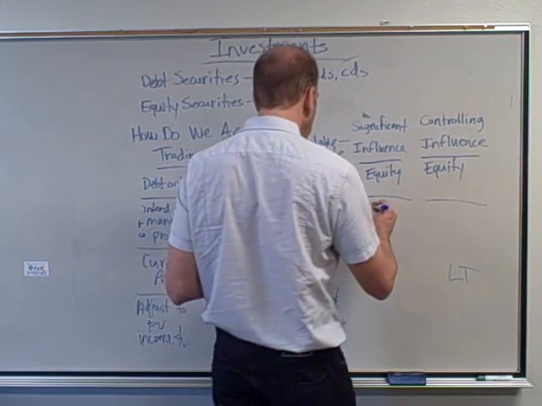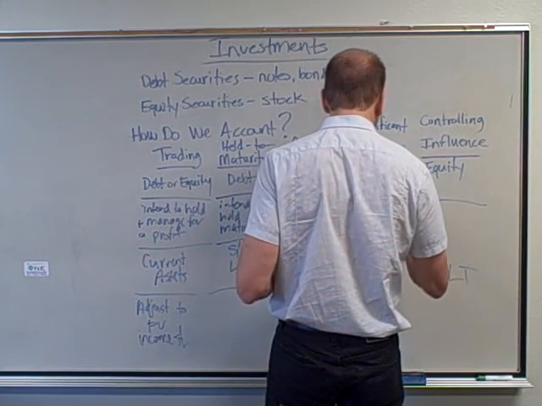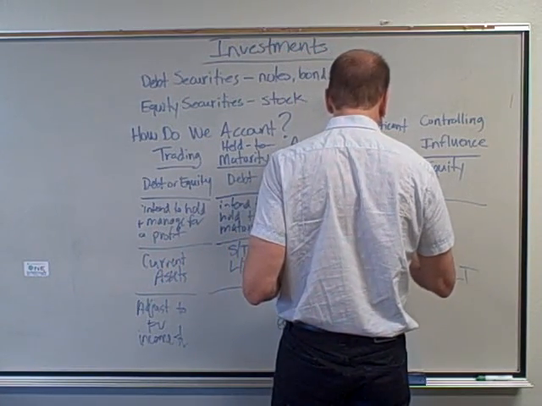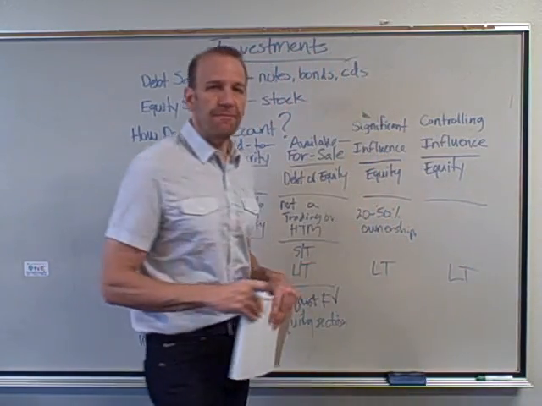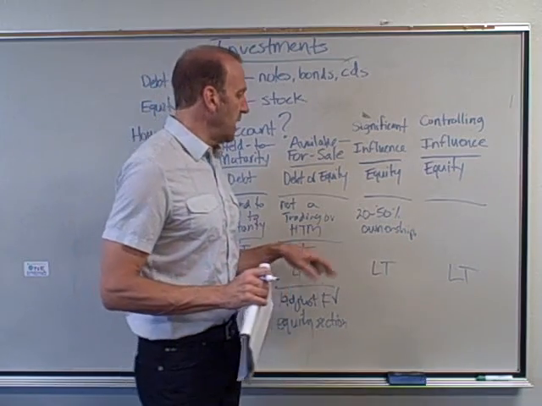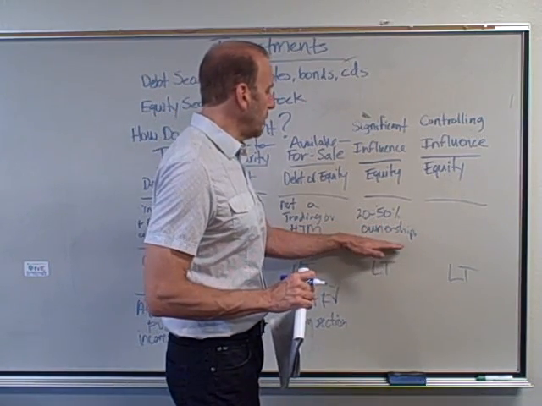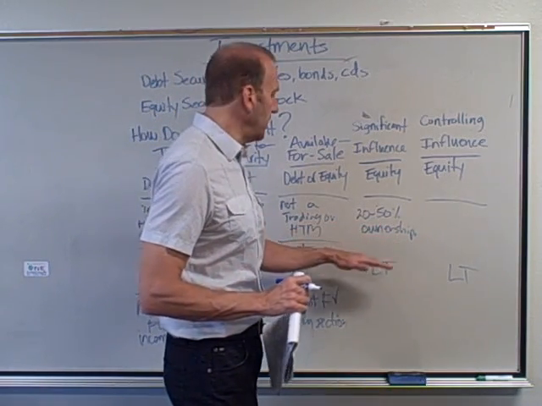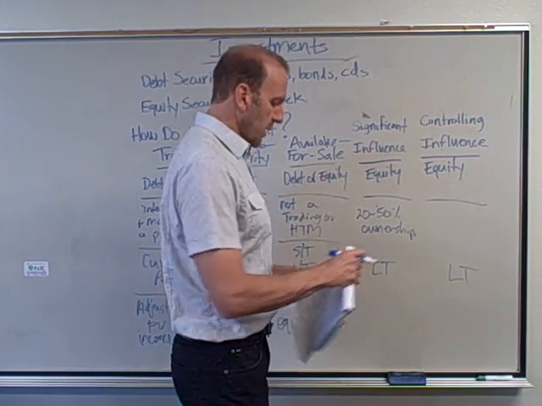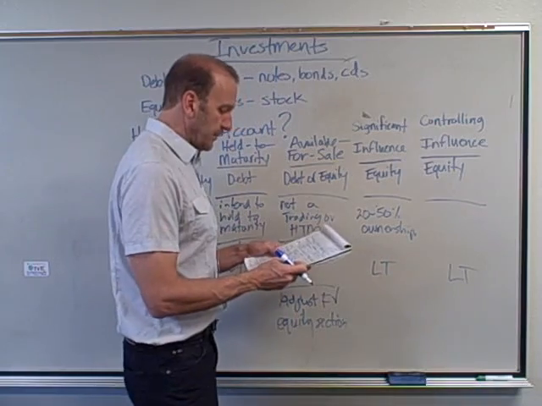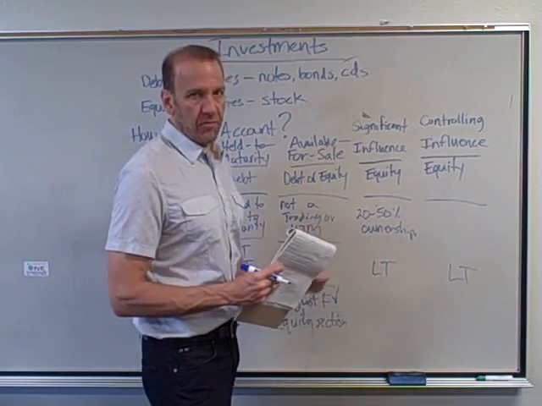If you have 20 to 50% ownership of the stock, then you have what we call significant influence. If you own 20 to 50% of the ownership in the stock of this company, you have significant influence. It's an equity security. We're going to record it as long-term, and there are special ways to account for this. All right?